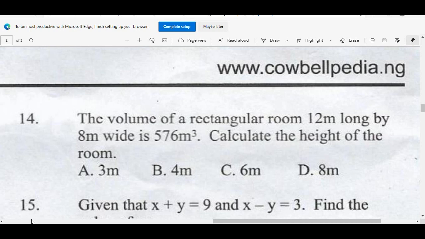Read the question, everyone. The volume of the rectangular room is 5 meter long by 8 meter wide. It is 576 centimeters. Calculate the height of the room. Read the question again. The volume of the rectangular room. Where are you saying is? Read the question.